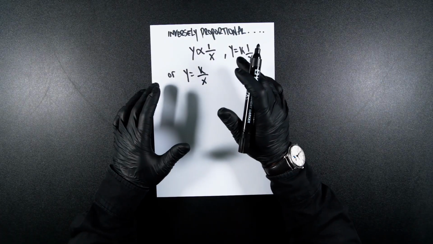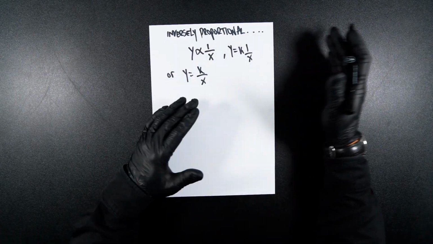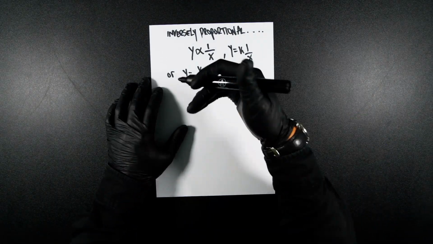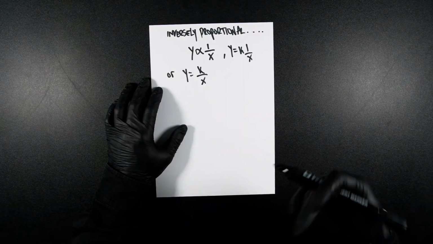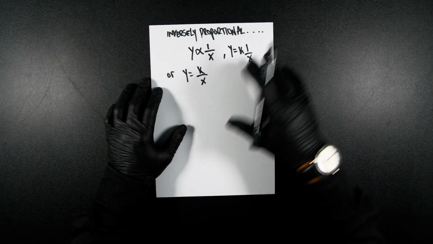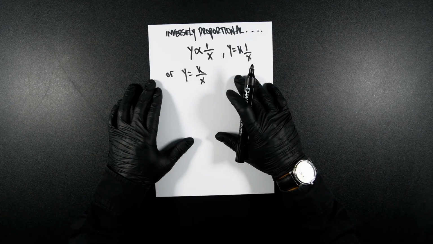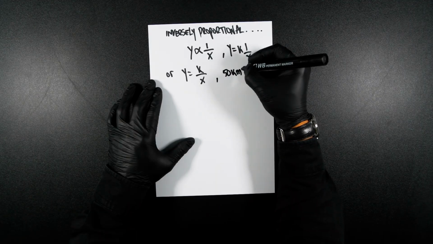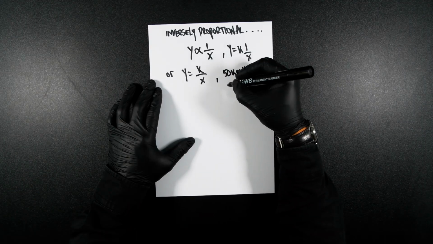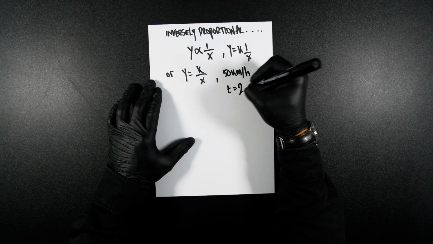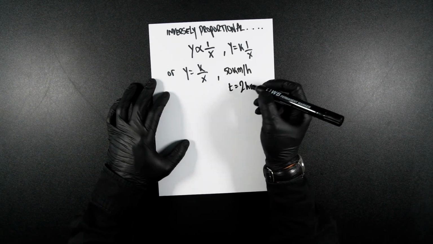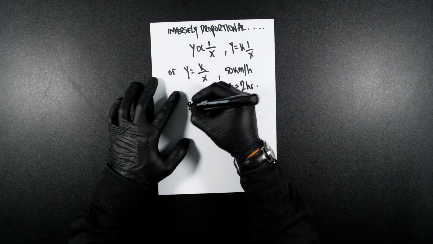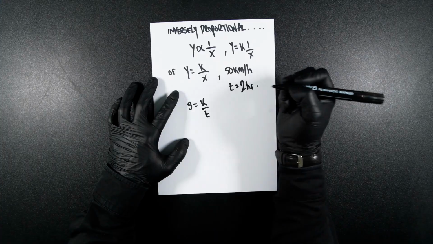A good example of it is the speed at which you're going and arriving somewhere and the time it takes to arrive. The faster you go, the quicker you're going to arrive. The slower you go, the longer it's going to take you to arrive. So let's say I'm going 50 kilometers per hour and it's going to take me 2 hours to arrive. We can plug that in here. Let's say y is the speed I'm going, so I'll switch it to s equals k over t.